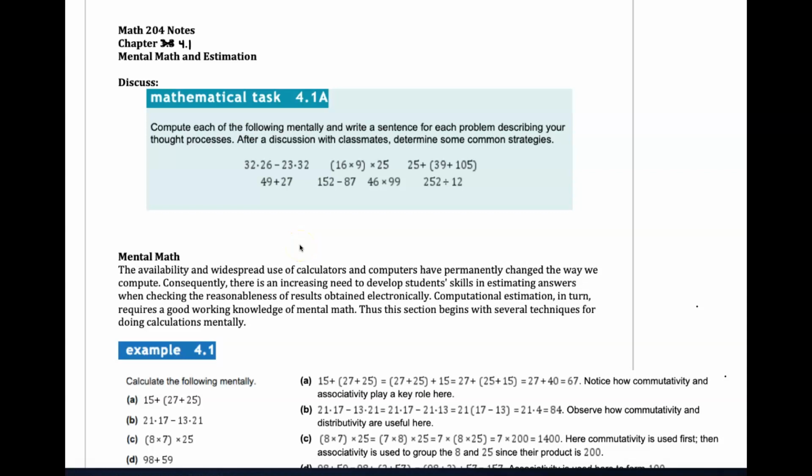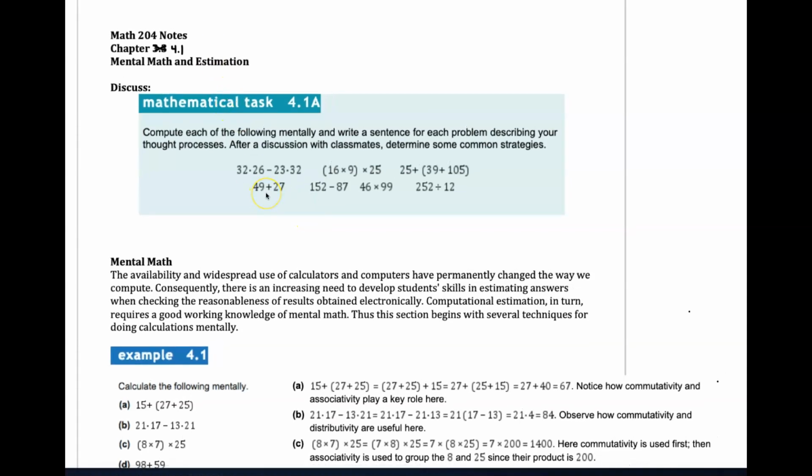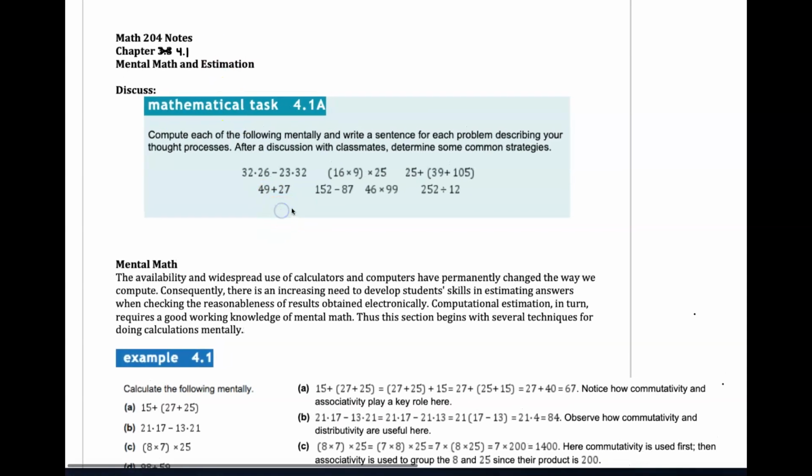Mental math and estimation is what we'll cover at the beginning of chapter 4. To start, we look at these problems here. I want you just thinking about how you may solve these using some thinking strategies, right? And we're continuing on where we left off in the previous chapter, where we talk about these types of ways to add, multiply, subtract, and divide, and giving students opportunities to think versus just using some algorithm.